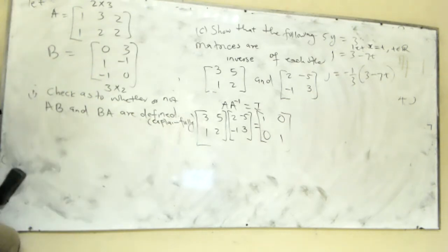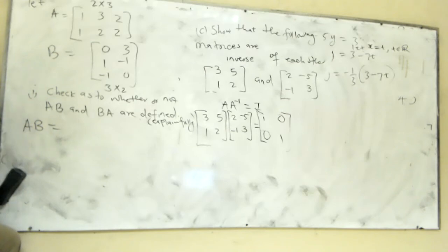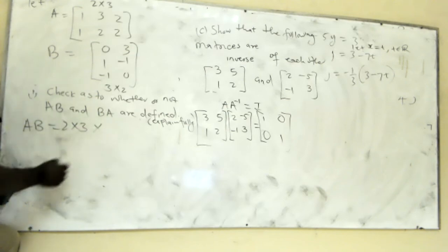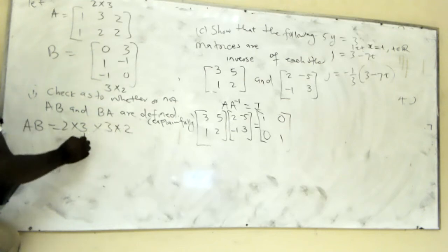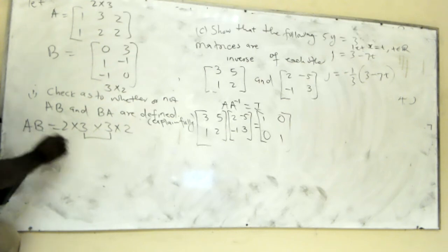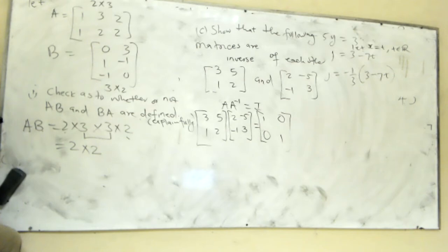But for sure in mathematics, we explain mathematically. So it's going to be AB equal to, what is the size of A? It's 2 by 3. And then the size of B? It's 3 by 2. So therefore, if these two values are the same, it means the size of AB is going to be 2 by 2. You take the outside ones. You see that? Okay. And then let's do the same for BA.